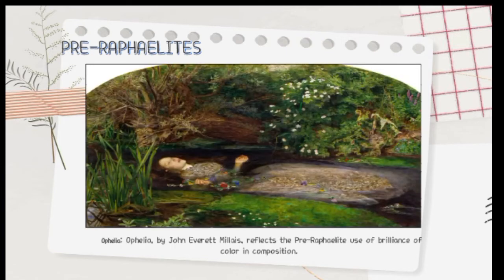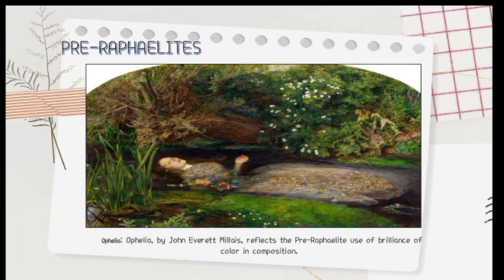This is a Pre-Raphaelite's artwork, Ophelia, by John Everett Millais. It reflects the Pre-Raphaelite use of brilliance of color in composition. Makikita natin sa painting na halos totoo yung pagkakakulay sa nakikita natin in real world. The colors, the texture of the color is parang totoo.